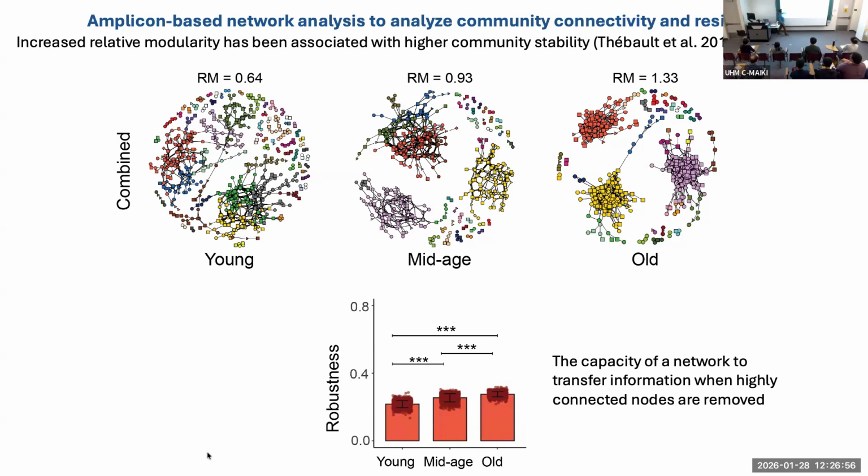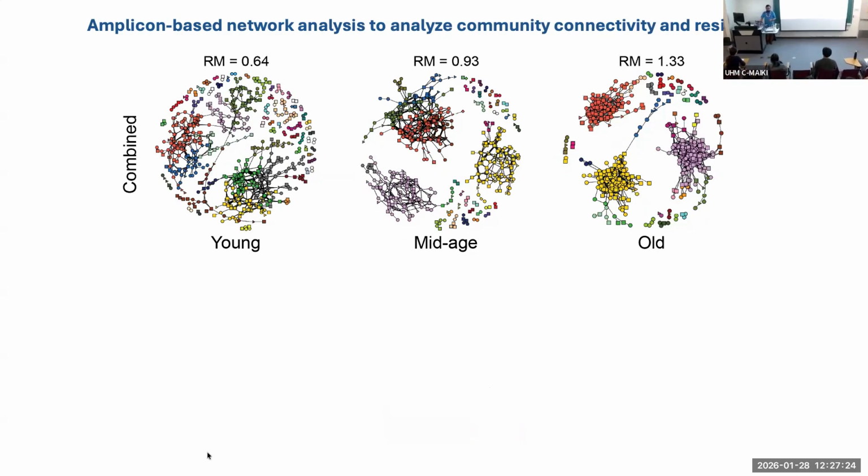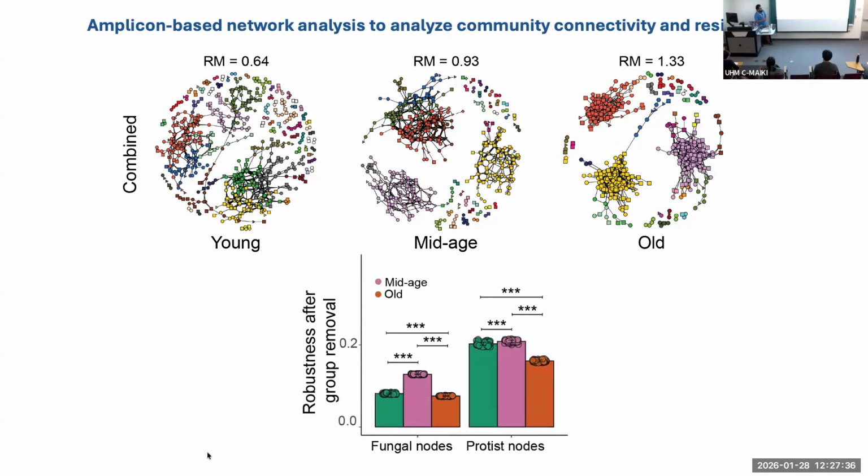So what you do here is that you go to these networks, remove these highly connected nodes, and measure the efficiency of the network to putatively move information along the nodes. And as you can see, robustness is higher in older terraces than in young terrace. Then we thought, well, here we have fungi, we have protists, we have prokaryotes in these networks. What will happen if we remove, for example, highly connected fungi? And then what would happen if we only remove highly connected protists with the robustness of the network? I have the results here.